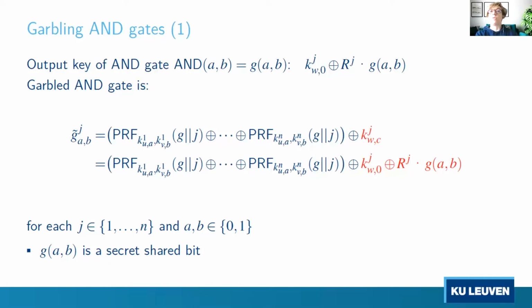Okay, why? Because if the output of the gate is 0, then GAB is equal to 0, and we obtain the key corresponding to the output value 0. So we obtain K_{W,0}^j. That is correct. Otherwise, if the output is 1, then GAB is 1, and the output key will be key W0 XOR R^j. That is K_{W,1}^j, as we have seen in the previous slide. Then we can rewrite the garbled gates using this value for the output key. Just remark here, GAB is a bit, the output of the AND gate with inputs A and B, and it's secret shared.